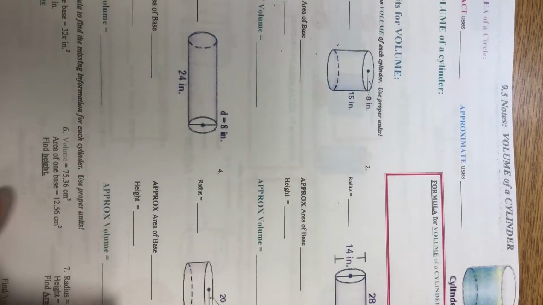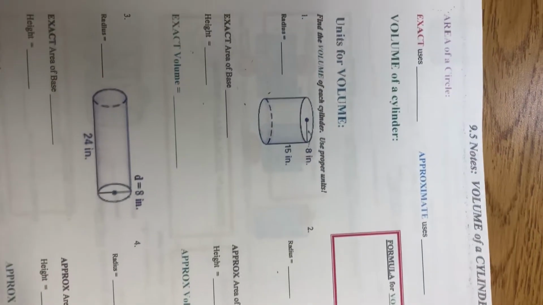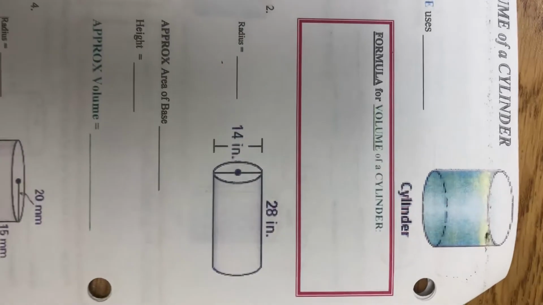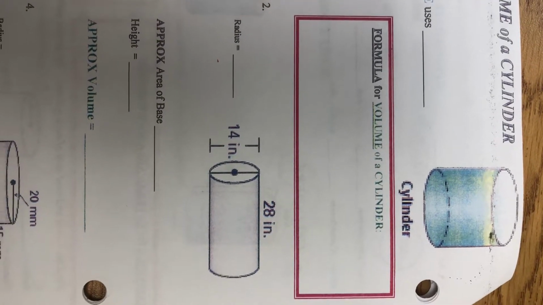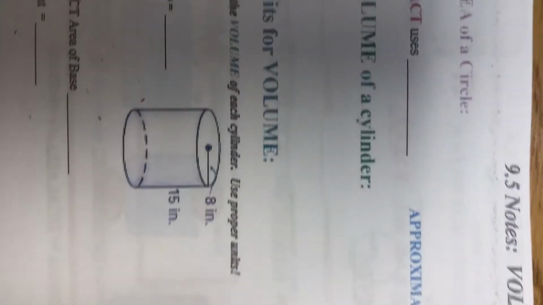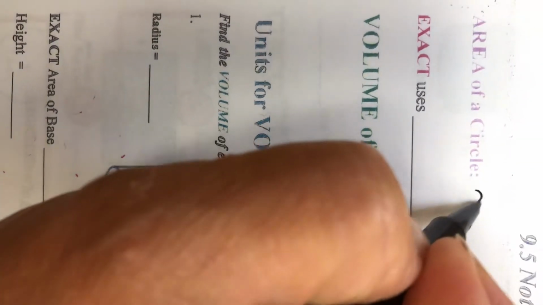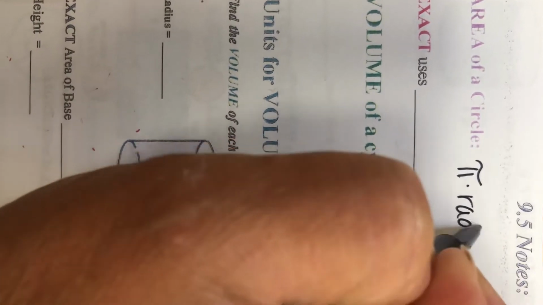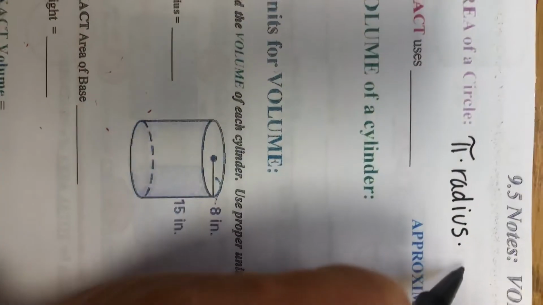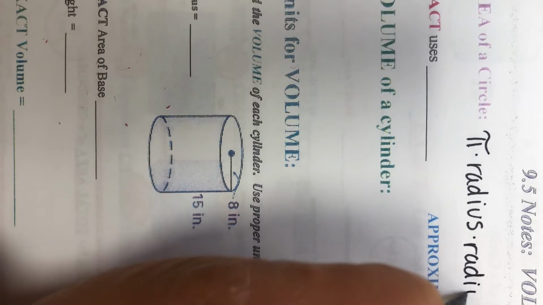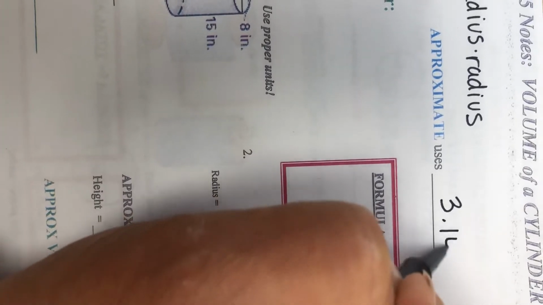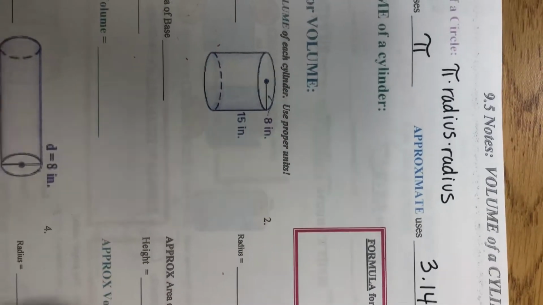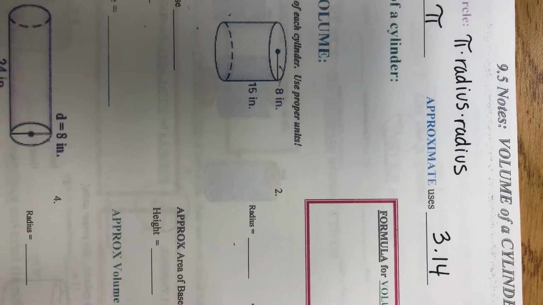Okay, so we are taking notes on volume of a cylinder. We know what a cylinder looks like. We know that a cylinder is really a circle prism. And since it's got bases of circles, we just review one more time that the area of a circle is pi times radius times radius. We know exact uses the pi symbol and the approximate uses 3.14. And we've done that so many times, we're just going to leave that at that.